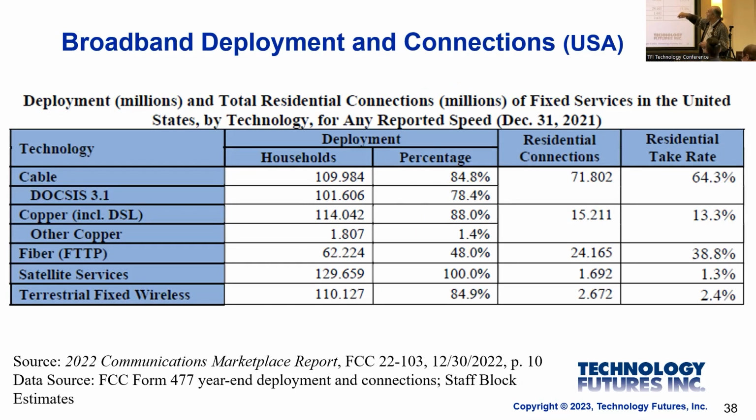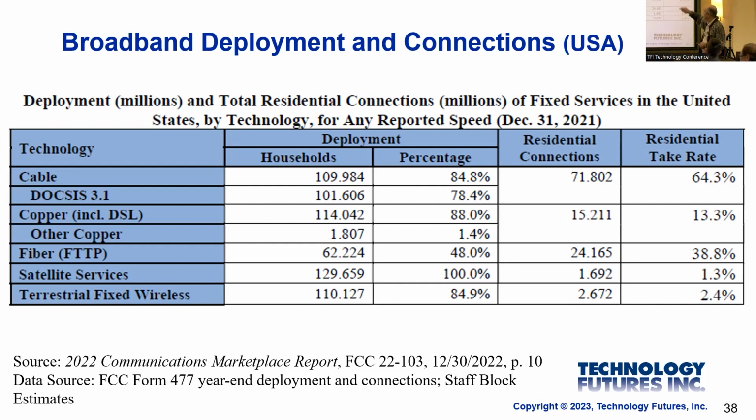So this gives an idea of what deployment is of the various technologies. So for example, 84% of households now are passed by cable, according to this statistic. 78% of them have DOCSIS 3.1 now. Copper is 88% with broadband. Fiber, 48%, which is a huge number now. Satellite, of course, 100%. And terrestrial fixed wireless has gotten up to 85%. So that's the deployment, availability, if you will.